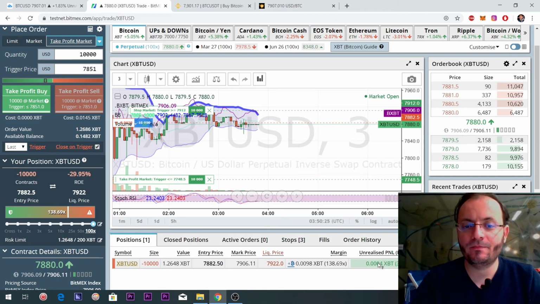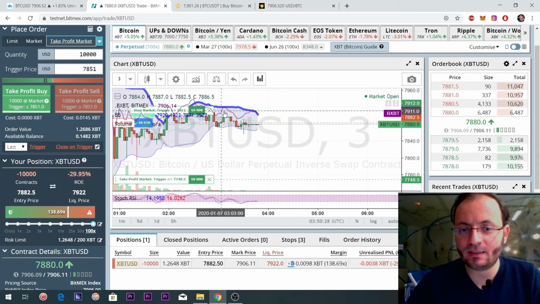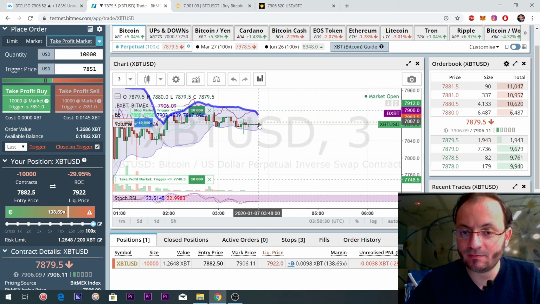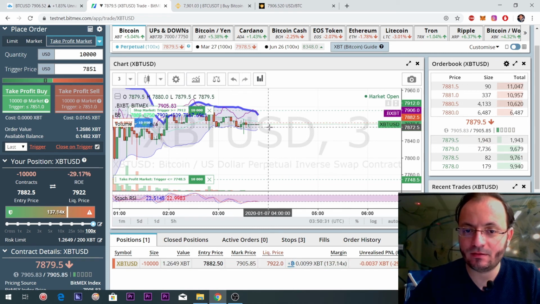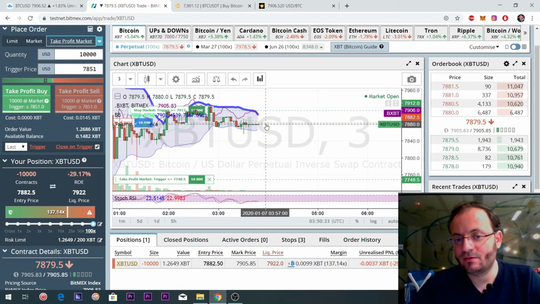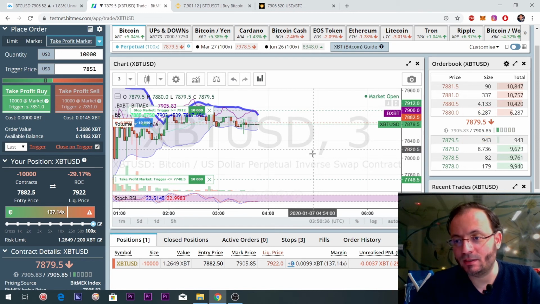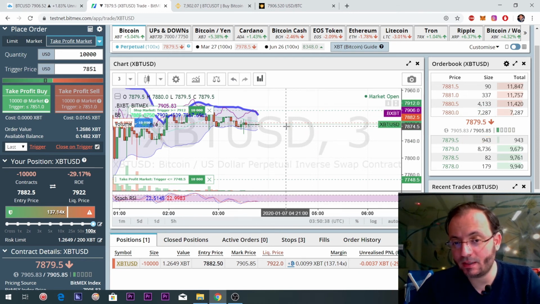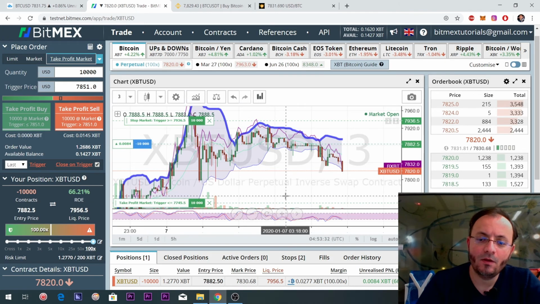Usually when the Bollinger Bands are getting tighter and tighter, something major is about to happen, either to the upside or to the downside. I think that it will be to the downside. We've been waiting here for more than 1 hour for this movement.